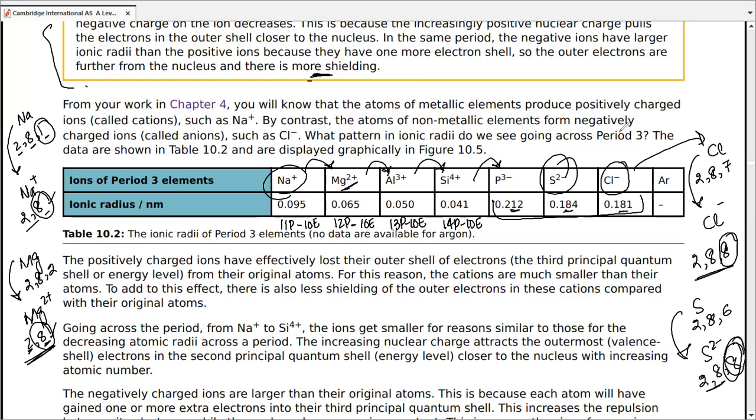Good. Now let's talk about the rest, I mean, the negative ions. Negatively charged ions are larger than their original atoms. That is because when we add an electron to the last quantum shell, in this case the third principal quantum shell, this actually increases the repulsion in the already present electrons.